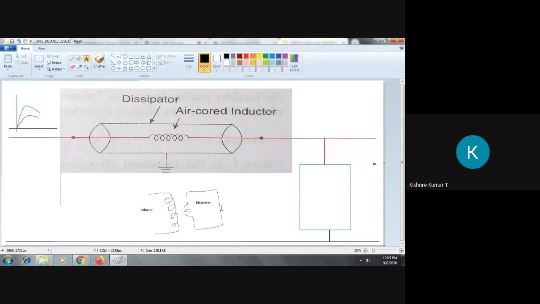Which loss? Okay, heat, you said. Indirectly you had given the answer. Actually, technically speaking, that energy will be wasted in the form of ohmic loss.